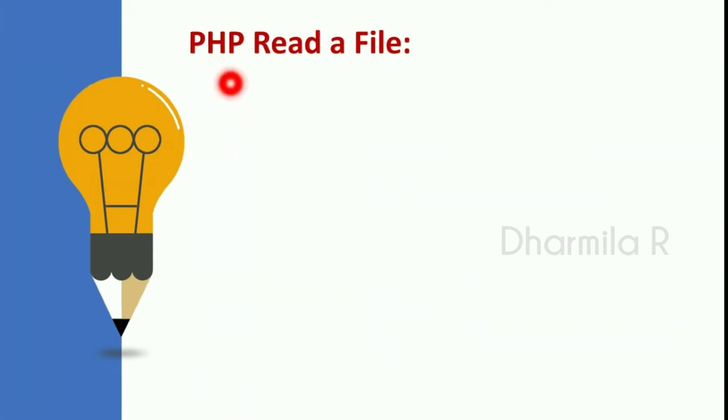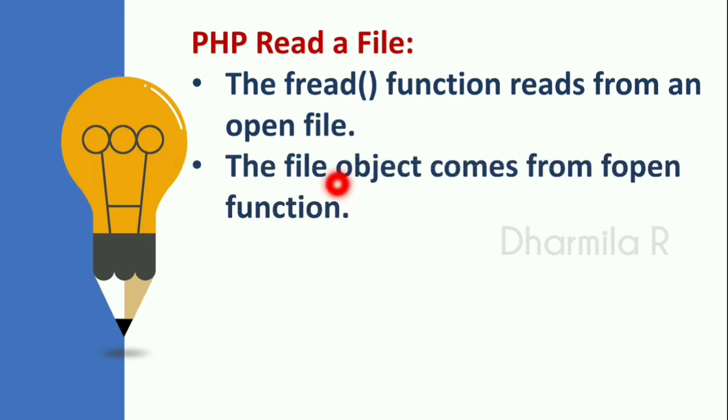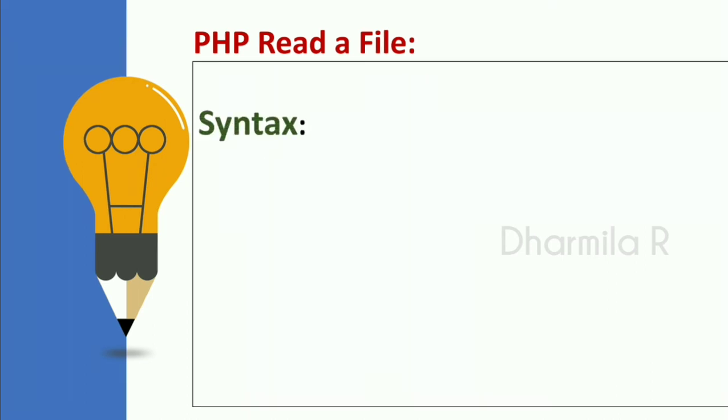And the next one is PHP read a file. So the fread function is used to read a file. And the file object comes from the fopen function. So if you want to read a file, first we have to use the fopen function. We have to open the file first, then only it is possible to read the file. So to read the file, we use the fread function. So let's see the syntax.